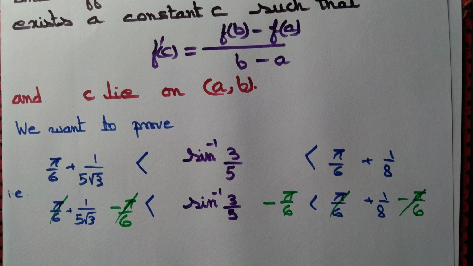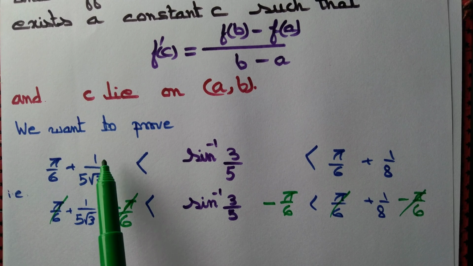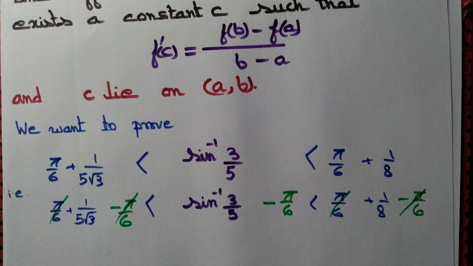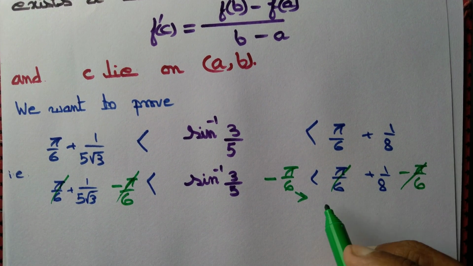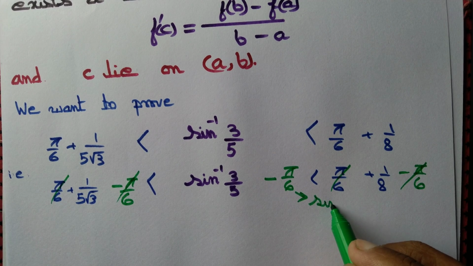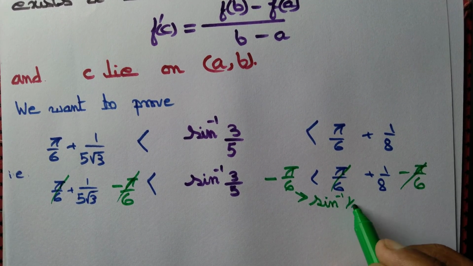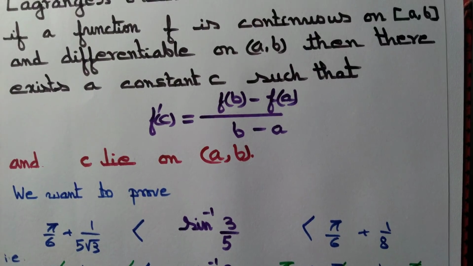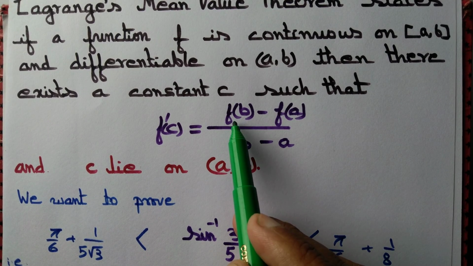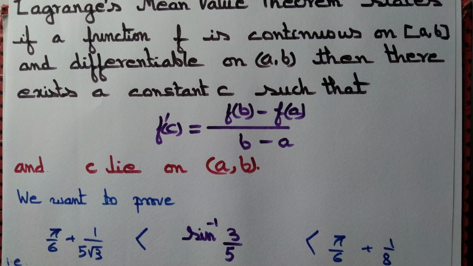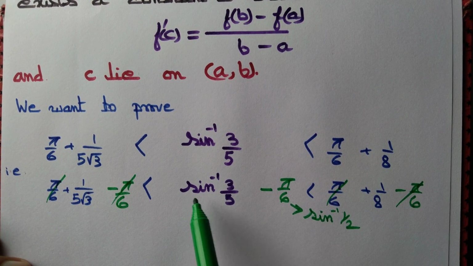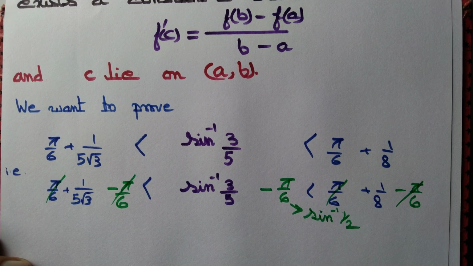Now these two are equivalent because from the second expression we can add pi by 6 and get the first one. But observe that pi by 6 can be written as 30 degrees, and sine 30 degrees is half. So sine inverse of half. Remember, we want f dash c equal to f b minus f a divided by b minus a. So we can get something like f of b minus f of a.